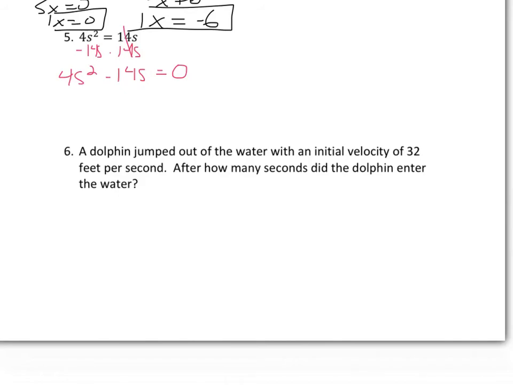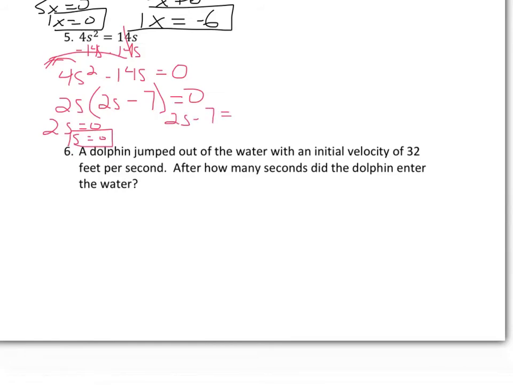Remember, you're undistributing, pulling out whatever's common to both terms. Well, we could pull out a 2s, and we'll be left with a 2s in the first one, minus 7 for the second one, equals 0. Now we get to the point where we can split this up and use the zero product rule. So either 2s equals 0, which would tell us that s equals 0, or 2s minus 7 equals 0.